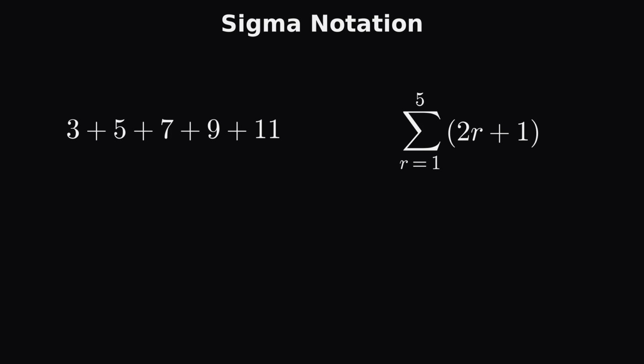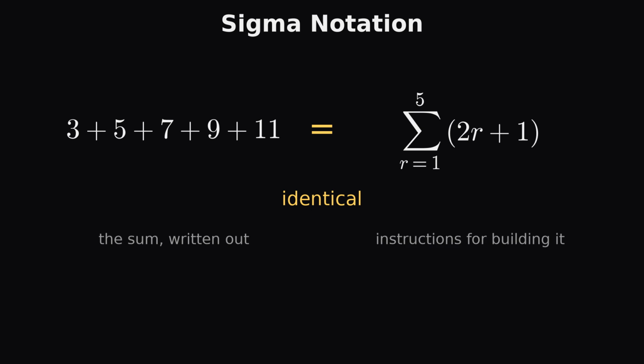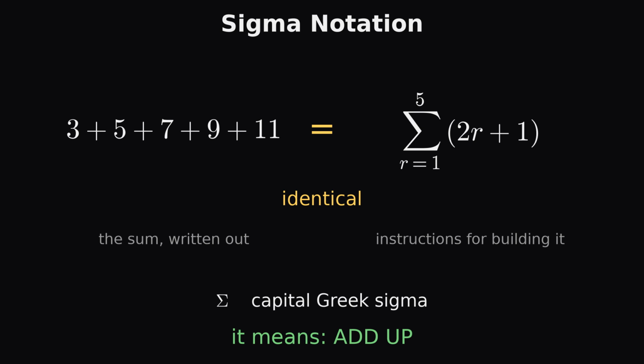In this video, we're covering sigma notation. It looks like new maths. It isn't. It's shorthand for something you've been doing since the arithmetic series video. Look at these two. Those are the same thing, identical. The one on the right is just a compressed set of instructions for building the one on the left. That symbol is a capital Greek sigma, and it means add up.